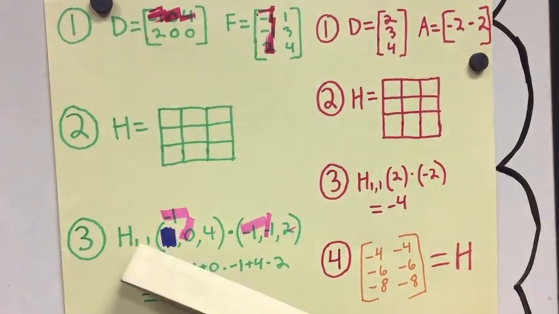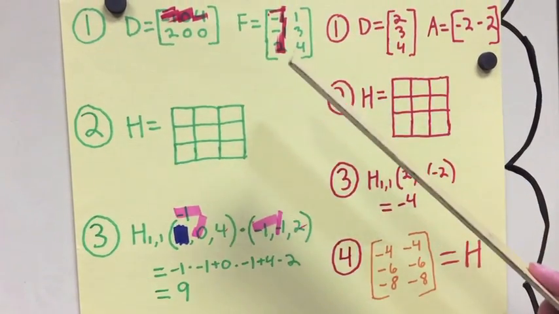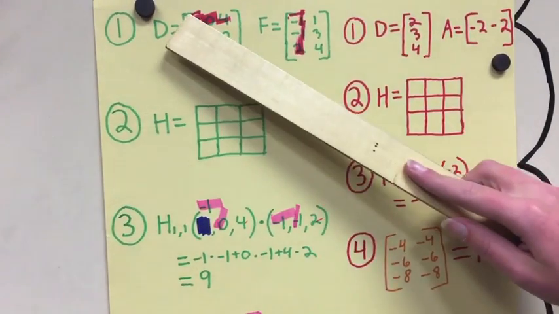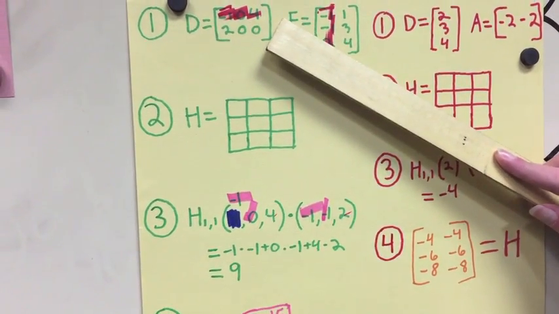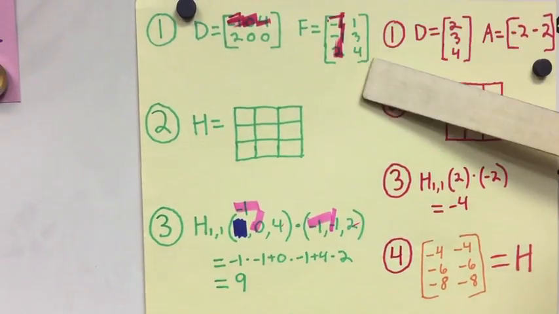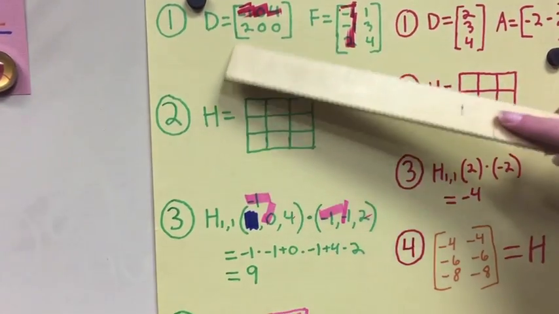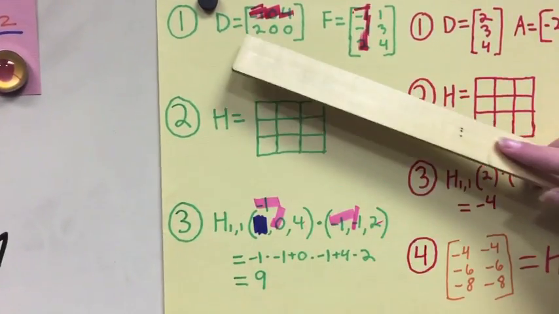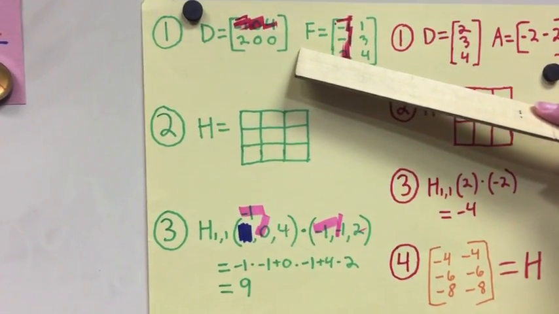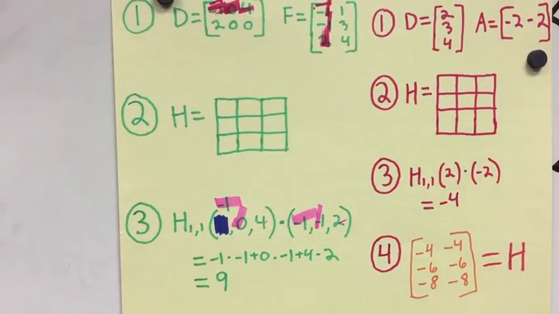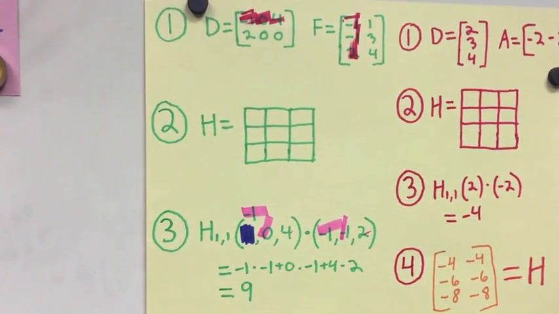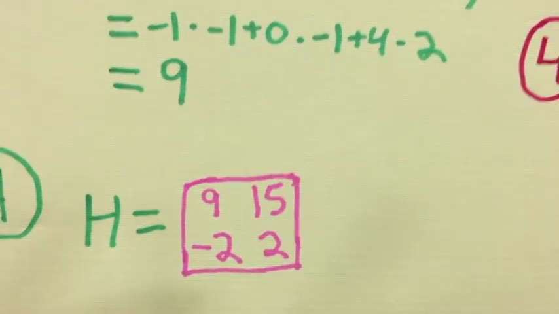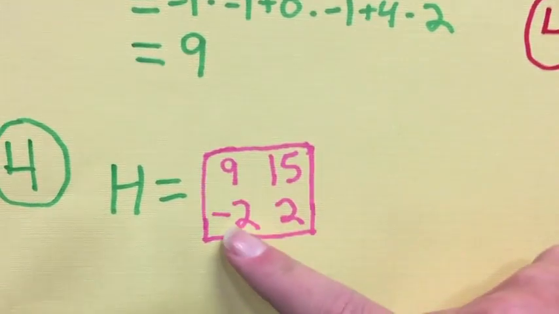Now that we found H11, we need to find H12, H21, and H22. H12 would be the first row across and the second column down. H21 would be the second row and the first column down. And H22 would be the second row and the second column. You would use similar methods of multiplying to find these, and then you would get the remaining 3 numbers, 15, -2, and 2.